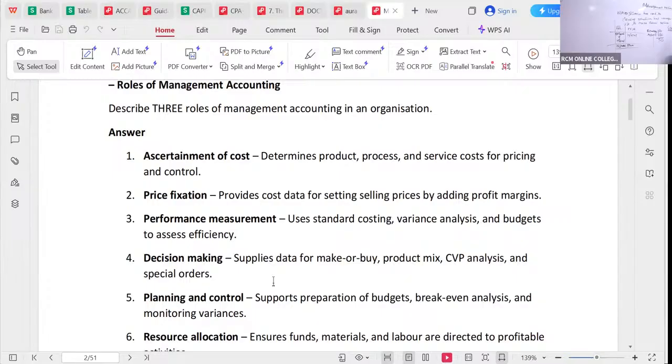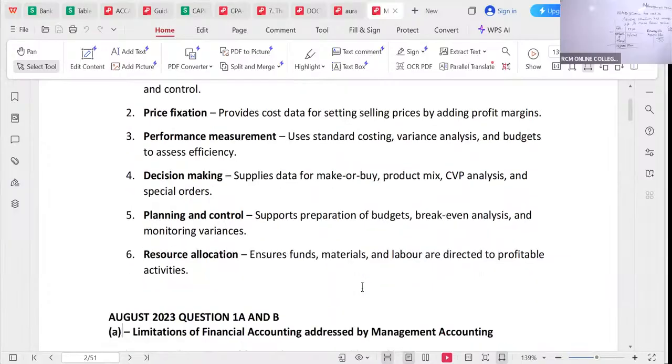We have decision making, which supplies data for make or buy, product mix, CVP analysis and special orders. Planning and control supports preparation of budgets, break even, and the monitoring of variances. Don't worry about those big terms, you'll be able to capture them as we move on with the syllabus. Resource allocation ensures funds, materials, and labor are directed to profitable activities.